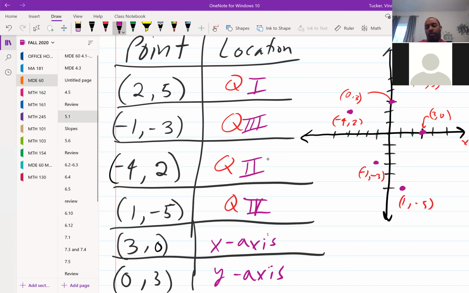All right, questions on graphing on either one of those points?